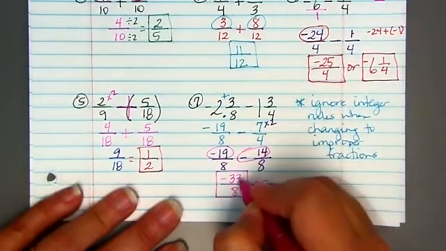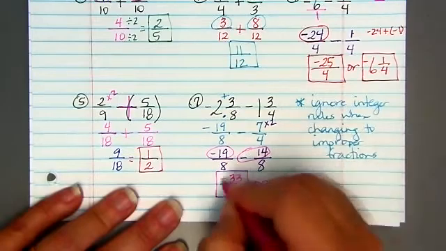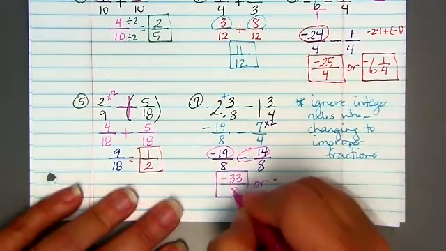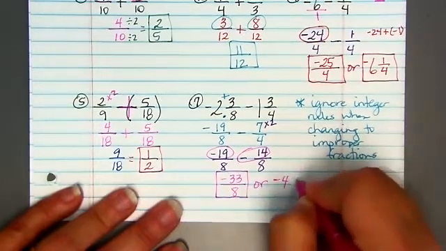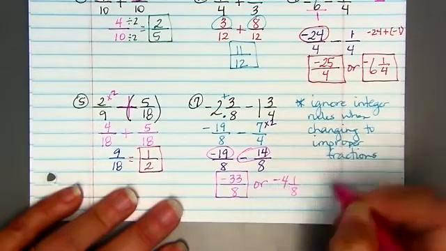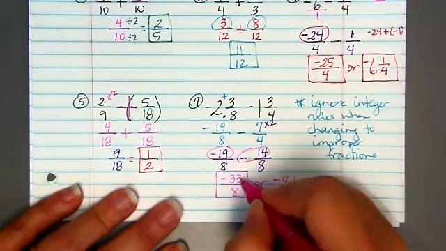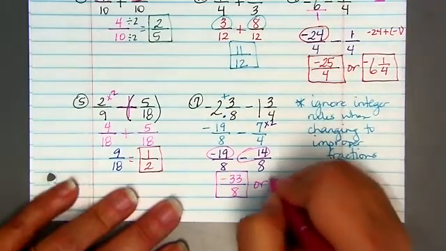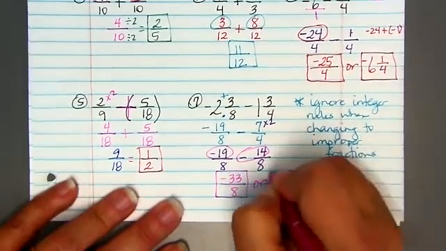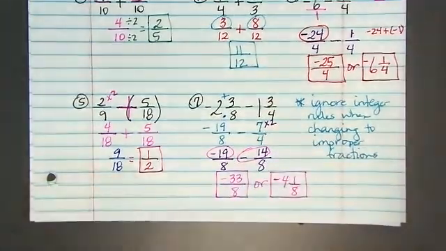So 8 is going to go into 33. This is a negative number, so my answer is going to be negative. 8 goes into 33 4 times, so it's going to be a negative 4 and 1/8, because I'm going to have 1 left over. 8 goes into 33 4 times, which is 32. 33 minus 32 is 1. All right, we have 2 more examples, guys. Almost done.